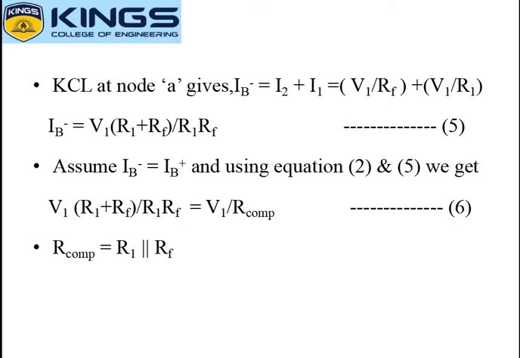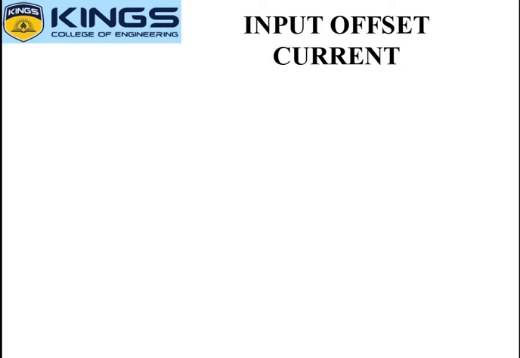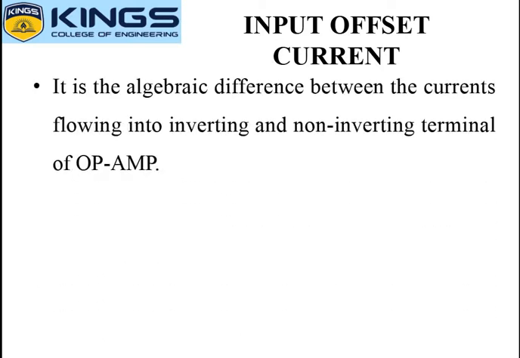That is, to compensate for bias current, the compensating resistor RCOM should be equal to the parallel combination of the resistors R1 and RF, right? The next one, the input offset current. It is the algebraic difference between the currents flowing into the inverting and non-inverting terminals of the op-amp.